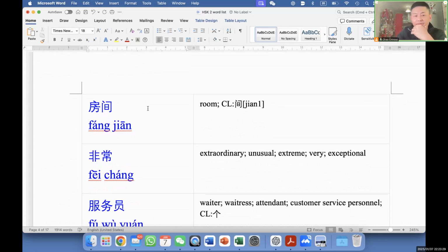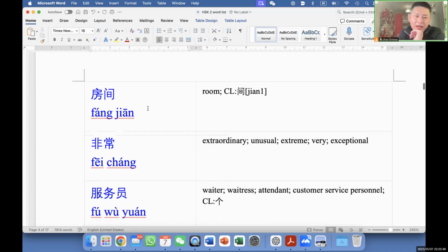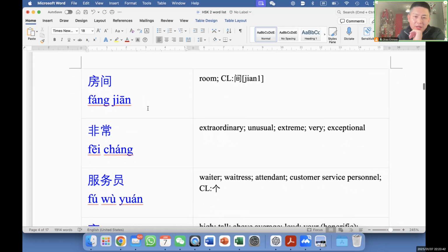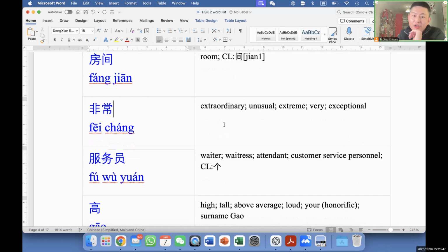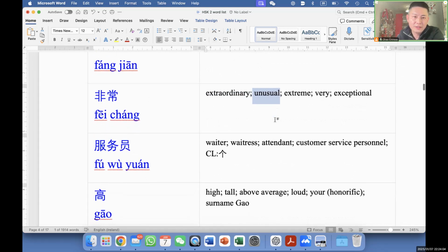房间, a room. 房 is a house. 间 is like a space or a room. So we have that word, 房间, a room. 我的房间很大。非常, extraordinary, unusual, very, they all no problem. 非常, very, very. 非 means not. 常 means usual. So unusually, extraordinarily is a very good term. Or unusually is a very good translation of that word.